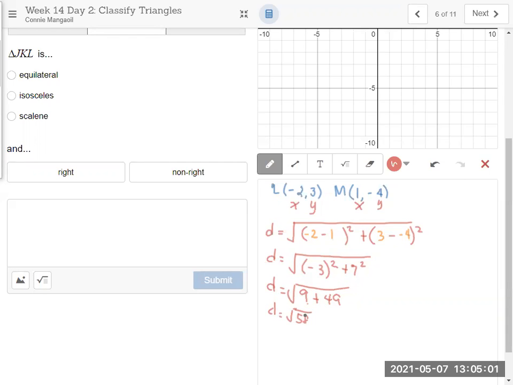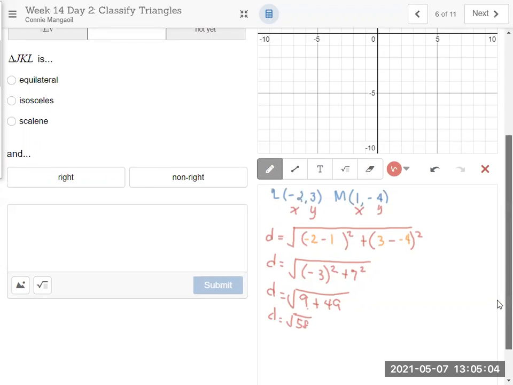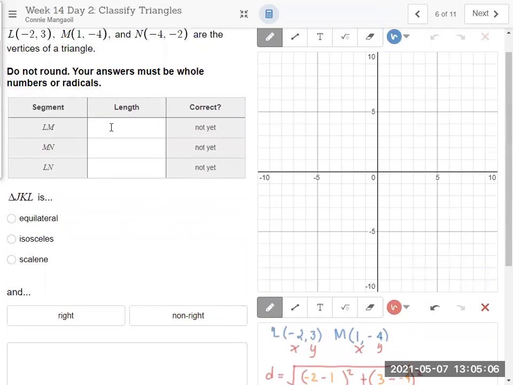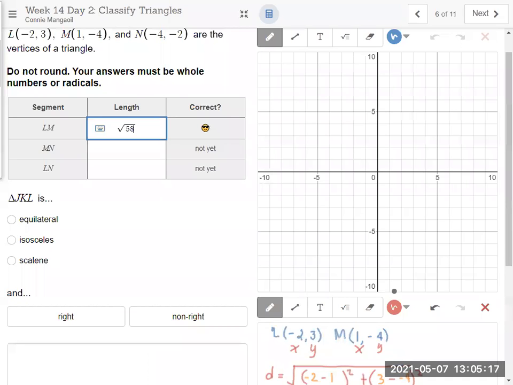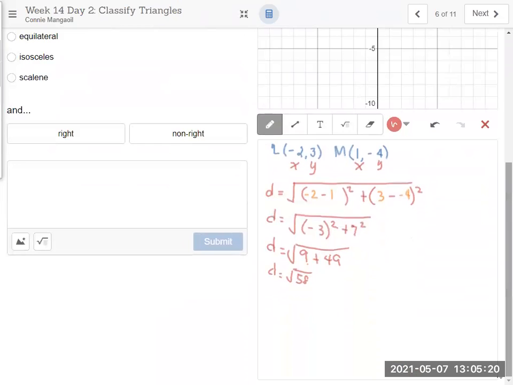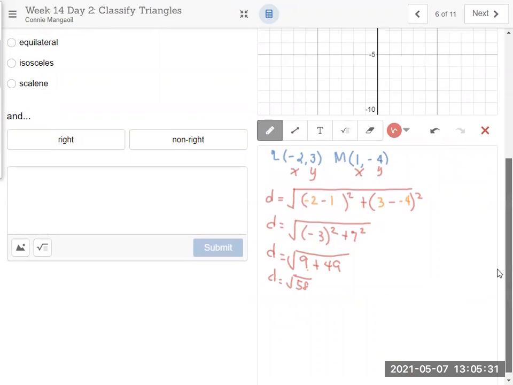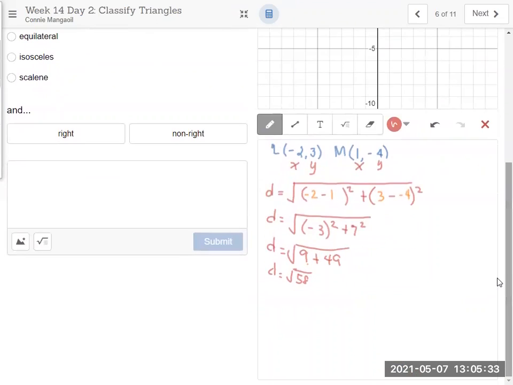Okay, so that's your LM. Square root of 58. All right, then you get that smiley face again. I just did it for one side, so you don't forget how the distance formula works. You can always plot the points and do the Pythagorean theorem. Can I scroll up? Are we good with this?